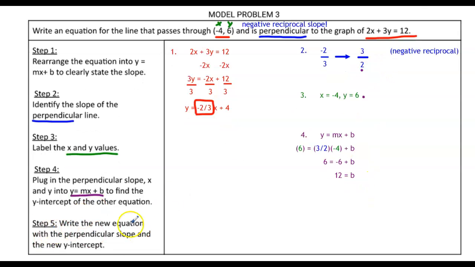Now my last step is to write the new equation with the perpendicular slope, which is this, and the new y-intercept, which is this. All right, just checking to see if we did this right. We're supposed to write an equation for the line that passes through this point and is perpendicular to this line. That's what we did here. This line is going to be perpendicular to the given line, and it also passes through that point.